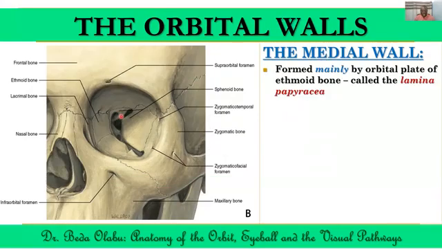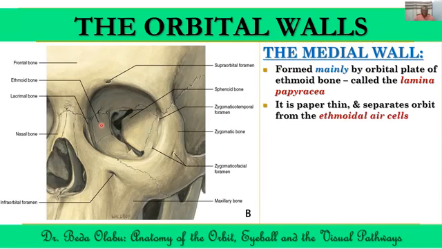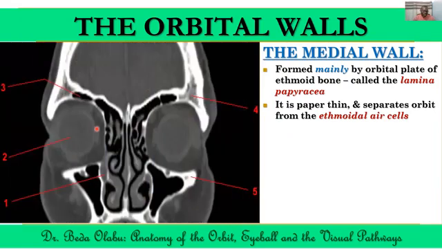We can now talk about the medial wall of the orbit. This is the medial wall of the orbit. So we can see a number of bones there, but the main bone is that one, the orbital plate of the ethmoid bone. This is a very thin bone. It's termed the lamina papyracea. Very thin bone, paper thin actually. And this bone separates the orbit from the ethmoidal air sinuses.